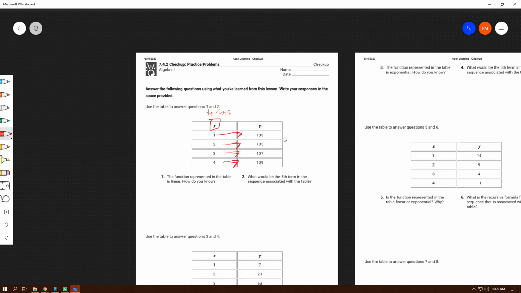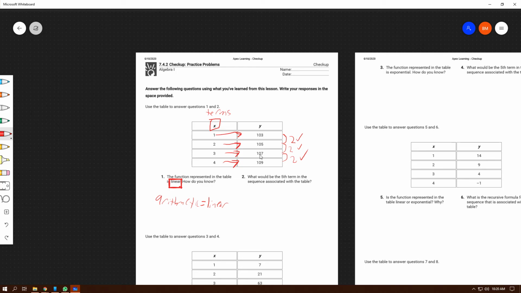So going from 103 to 105, the difference is 2. 107 minus 105 is 2. 109 minus 107 is 2. They all have a consistent common difference, right? It's all the same number added or subtracted. So that would be an arithmetic sequence, which is equal to linear. So yes, it is linear because it's arithmetic.